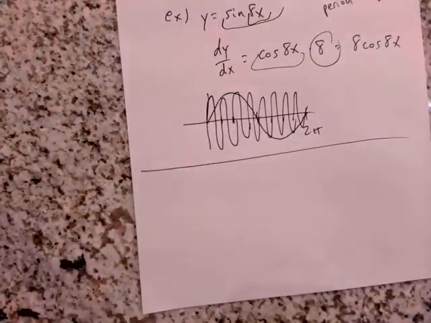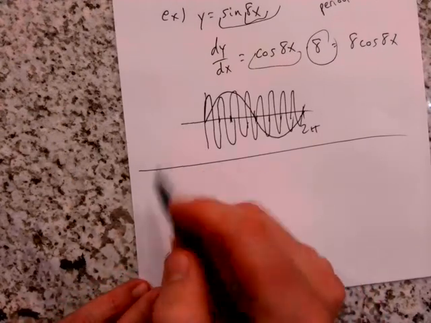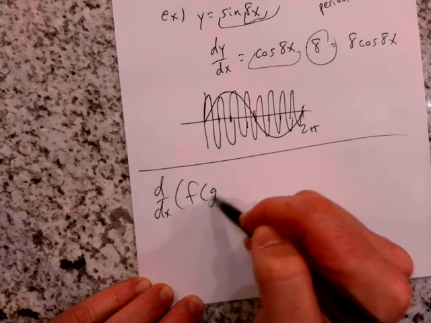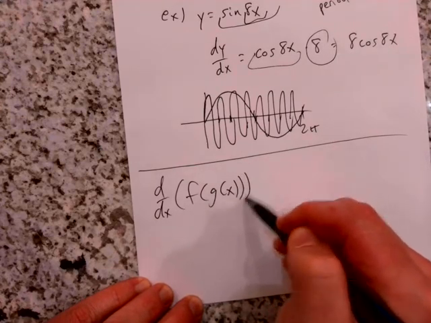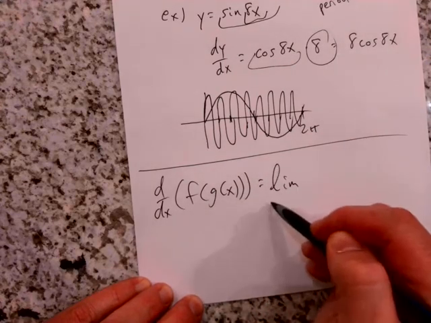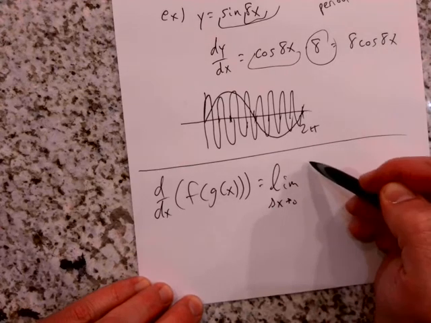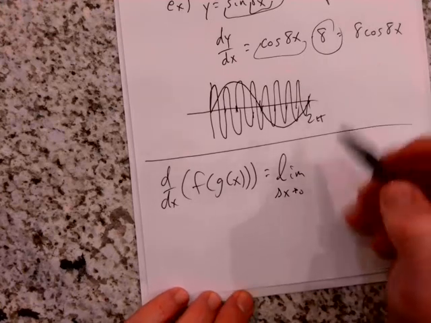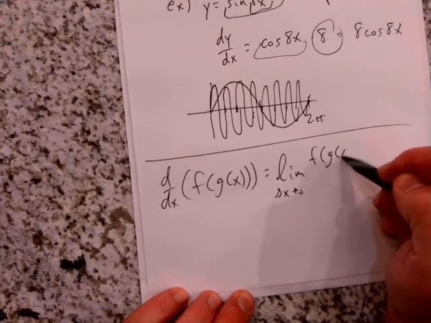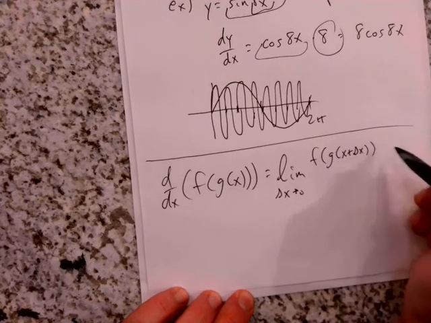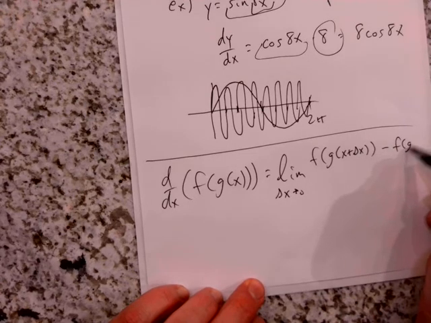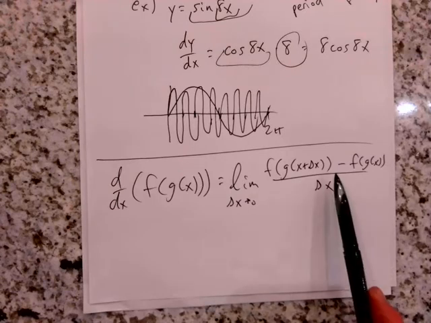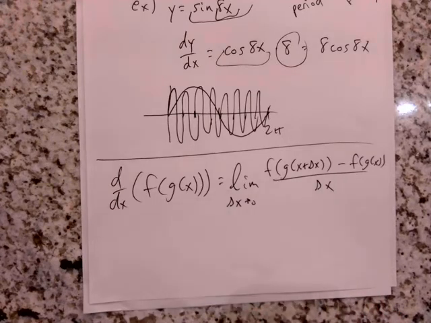Now for a proof. So we'll prove this with the limit definition. So we know that the derivative of f of g of x is the limit as delta x approaches 0 of, you plug x plus delta x into your function, so f of g of x plus delta x, and then minus f of g of x over delta x, right? It's the change in our composite function over the change in x.